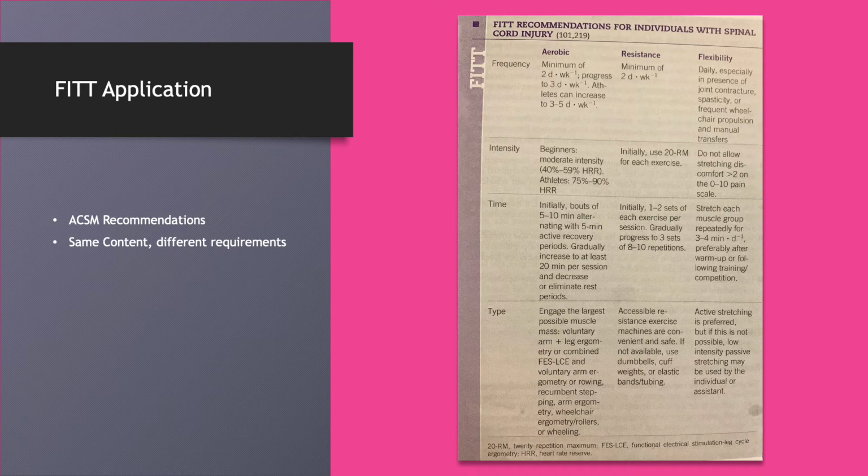And then with the type, what you want to do is engage the largest mass of muscle that you can. So if you have a paraplegic and they have full function of their arms and their trunk, you want to try to engage as much of that muscle mass as you can in that training session. And you also want to make sure that whatever you prescribe your client, if they have a spinal cord injury, is easily accessible for them.